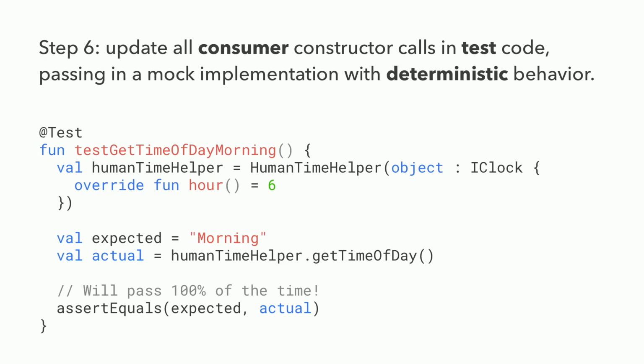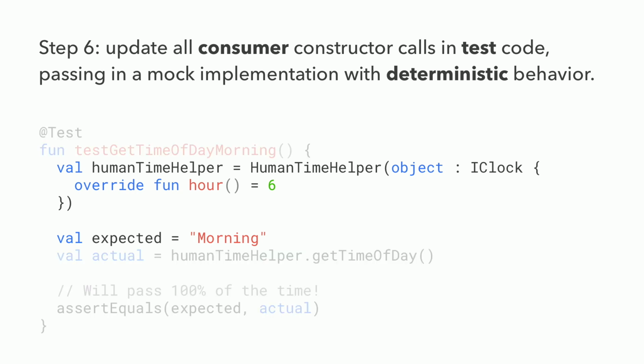But this is where it gets really exciting, because now when I come back to my test, I have the ability to give it a different kind of clock. And what I want is a clock which has extremely repeatable behavior. So the important lines to look at here are these three. We're still checking the morning case here, but when I'm constructing my human time helper, I'm giving it a clock that I'm making on the fly. Right now I'm just using an anonymous class to do this.